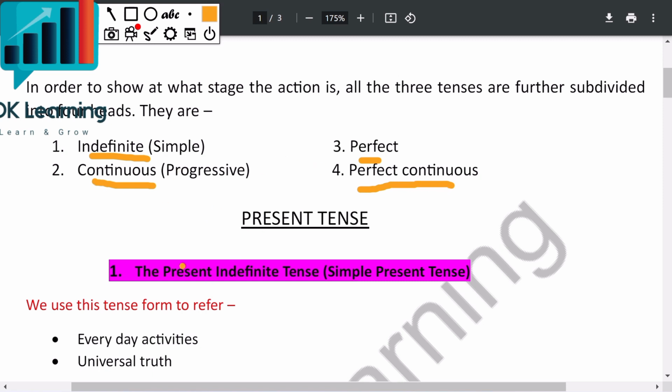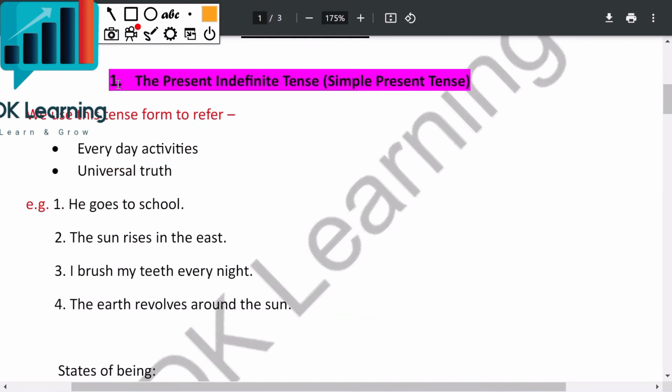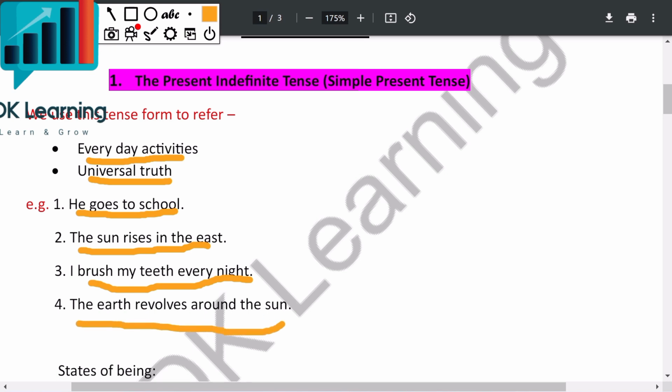In this video, we're gonna see the present indefinite tense, also called the simple present tense. The present indefinite tense. We use this tense form to refer to everyday activities and universal truth. Example, he goes to school. The sun rises in the east. I brush my teeth every night. The earth revolves around the sun.